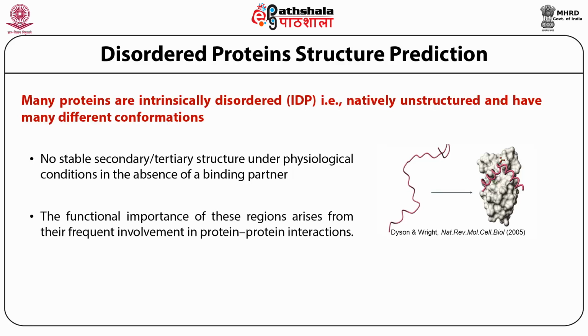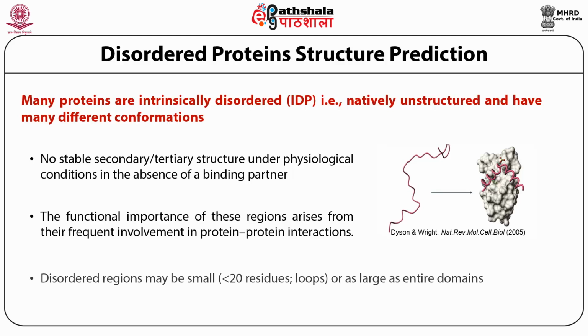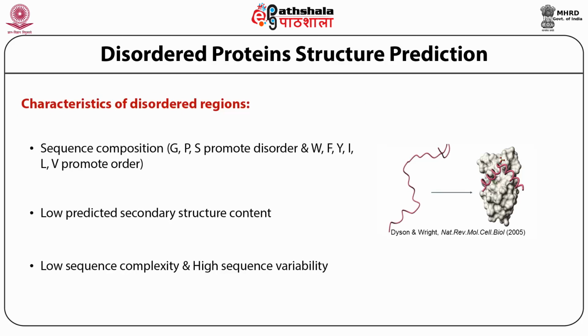They are a functionally important class of proteins due to their frequent involvement in protein-protein interactions. Surprisingly, disordered regions in proteins often contain short linear peptide motifs and sometimes are as large as entire domains. The disordered regions are often rich in polar uncharged amino acids with low sequence complexity and high sequence variability, which does not allow sufficient favorable interactions to fold them.